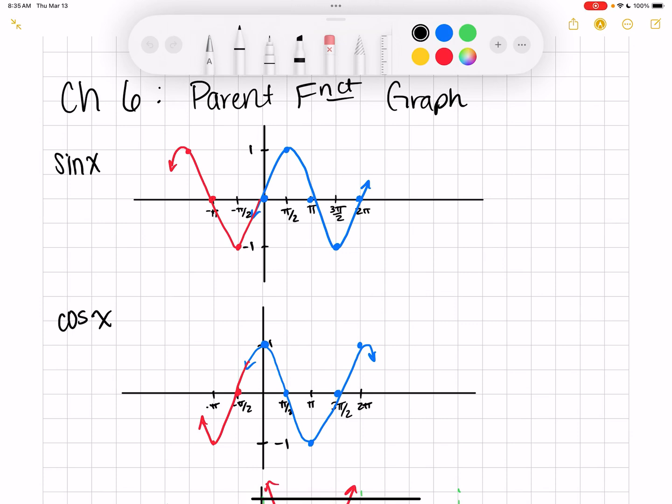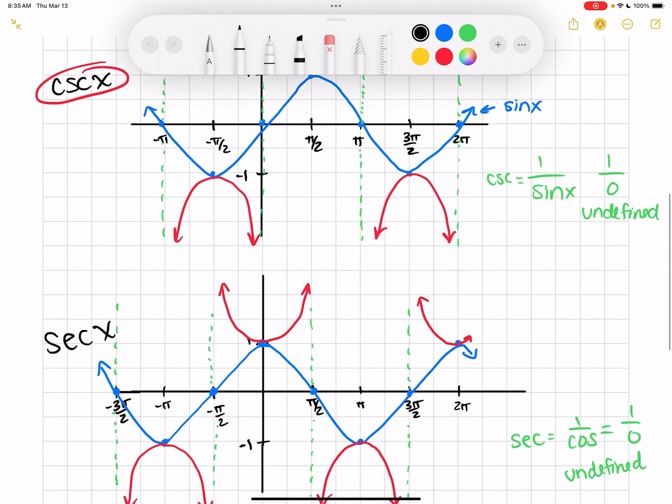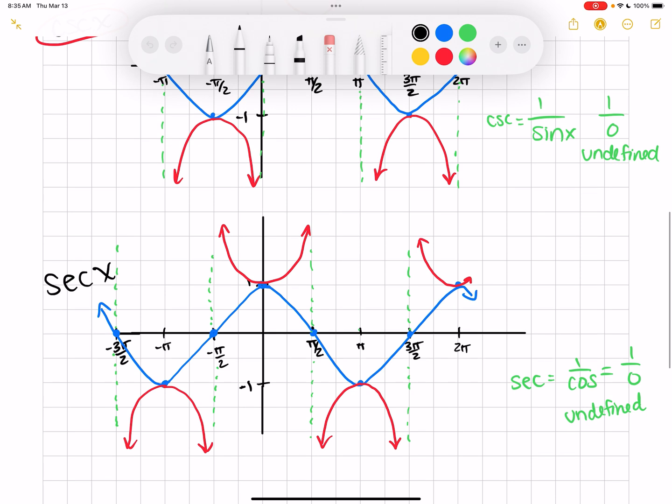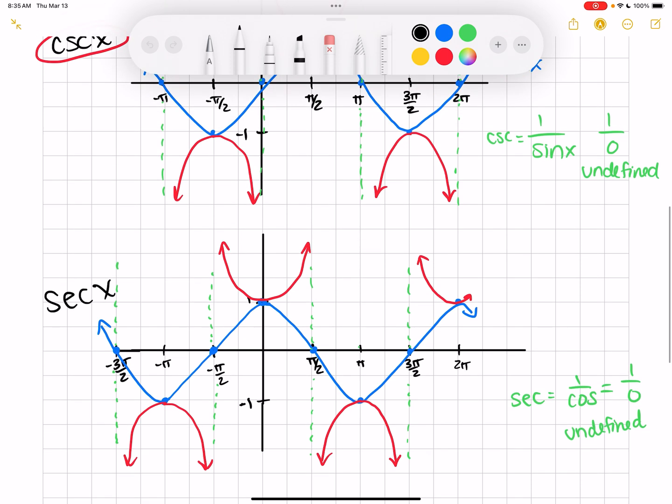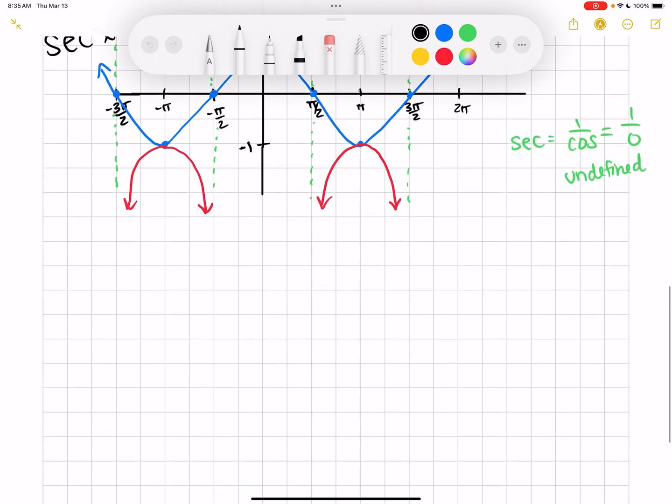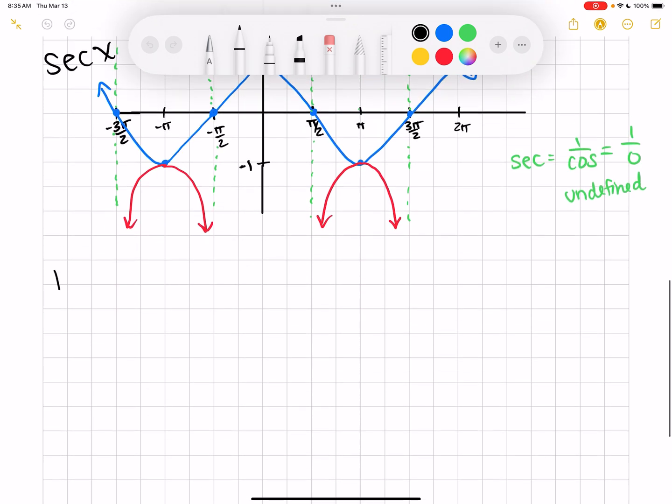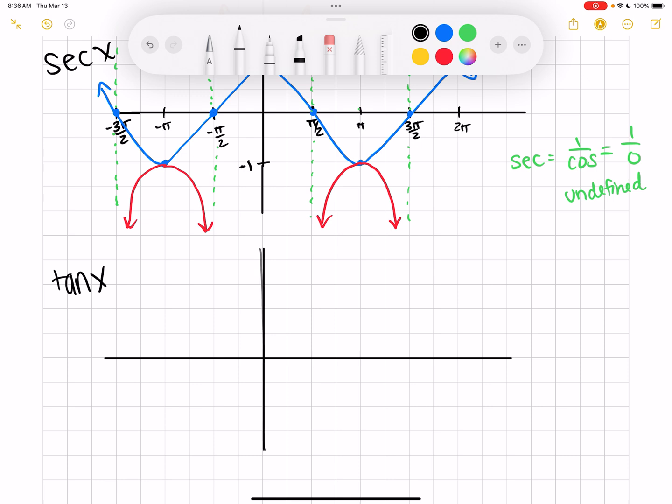All right, so we did sine and cosine, and then cosecant and secant. And so if you can do sine and cosine, cosecant and secant should just follow pretty easily. And then the next ones that we have are tangent and cotangent. So we'll start with tangent of x. So tangent functions don't have an amplitude, unlike all the other ones.